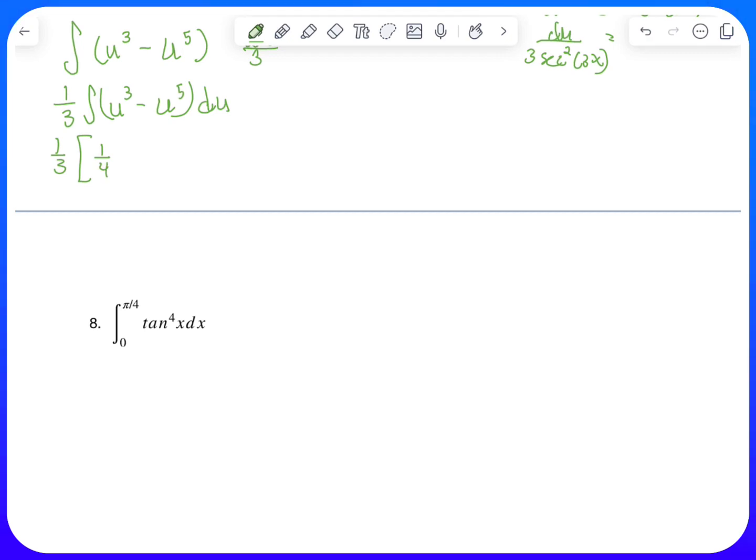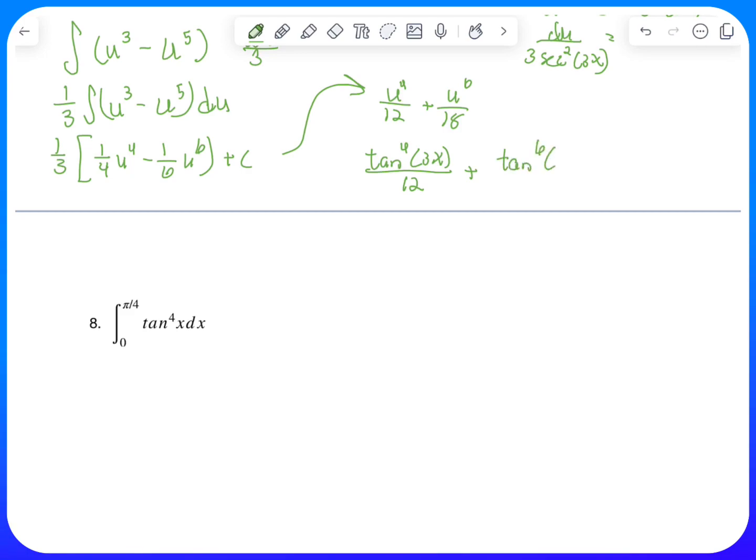So I have 1/3 times 1/4 u to the fourth minus 1/6 u to the sixth. And then now let's go distribute and go back to our original value of x. So distributing that, I get u to the fourth over 12 minus u to the sixth over 18, which remember u is tangent. So I got tangent to the fourth of 3x over 12 minus tangent to the sixth of 3x over 18 plus c would be my indefinite integral for this problem.